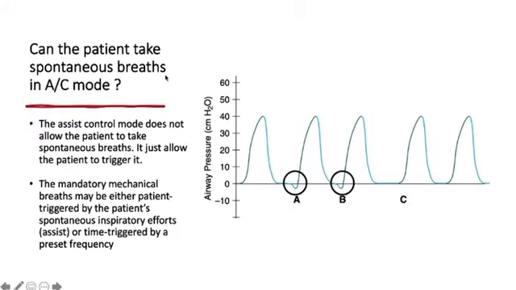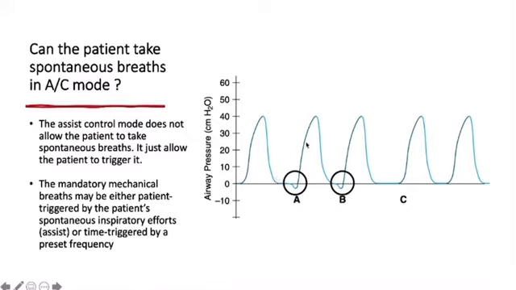Can the patient take spontaneous breaths in AC mode? Well, no, but the patient can trigger. The patient cannot take any spontaneous breaths. It just allows the patient to trigger. The mandatory mechanical ventilation, the mechanical breaths, may be either by patient trigger or patient spontaneous inspiratory effort assist, or time triggered by preset frequency.